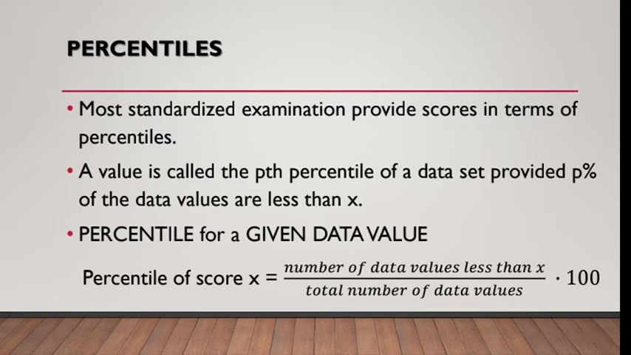I'm tasked to report about percentiles. Standardized examinations provide scores in terms of percentiles. The value of a percentile is called the pth percentile of the data set, provided that p percent of the data values are less than x. In other words, a percentile is each of the 100 equal groups into which a population can be divided according to the distribution of values of a particular variable. Now let's find the percentile for a given data value. The formula is: percentile of score x equals the number of data values less than x over the total number of data values, times 100.